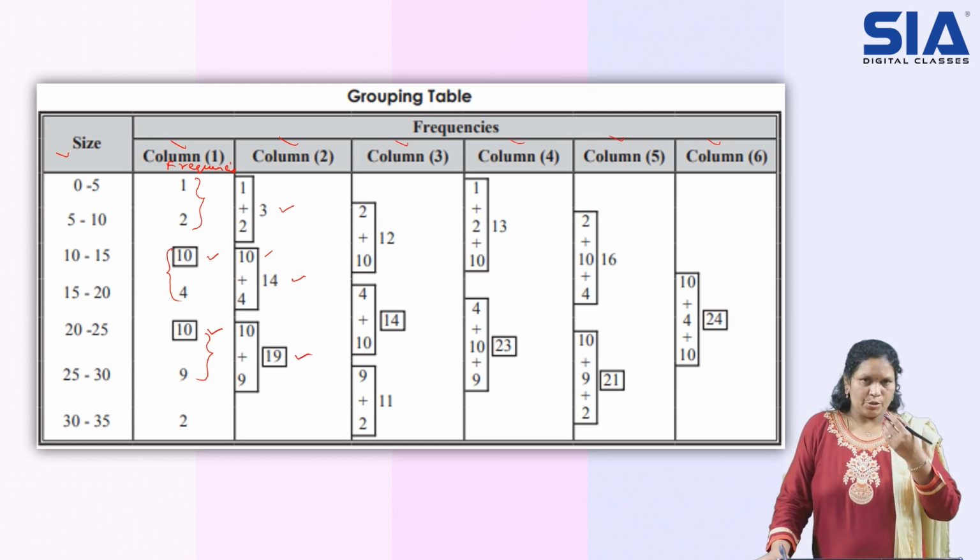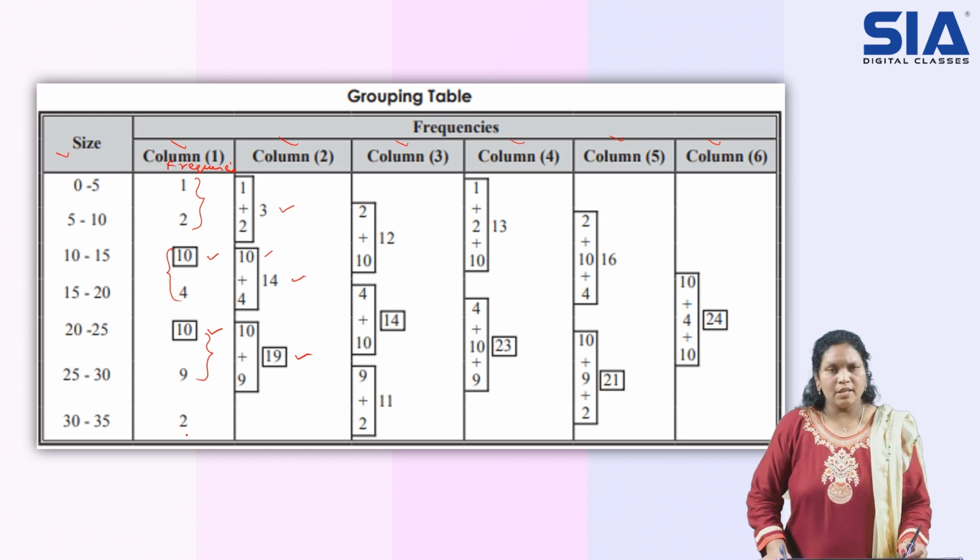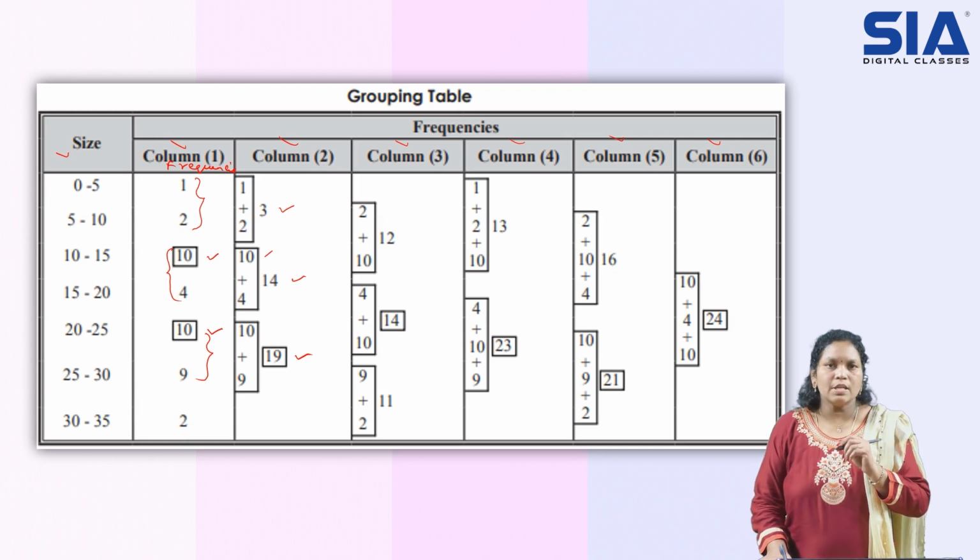Next two. Do you have any next two? No, I have a single value. A single value you should not consider. The second column rule is adding two values, and I don't have any next value here, so leave that 2 as it is. We should not consider it for the second column.